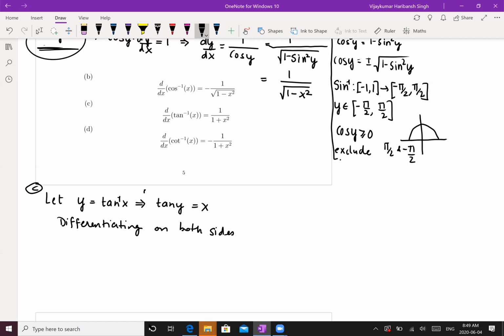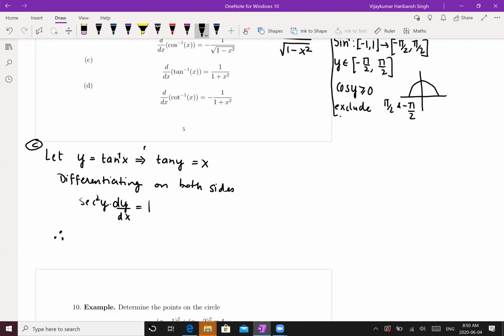If you differentiate on both sides, what do you get? You get secant square y times dy by dx, as a chain rule, equals 1. So therefore, dy by dx is going to be 1 by secant square y, which is going to be 1 upon, what is secant square y? In terms of tan, it is 1 plus tan square y. Now that can be put back, so you can put back tan y equals x, so you get 1 by 1 plus x squared.